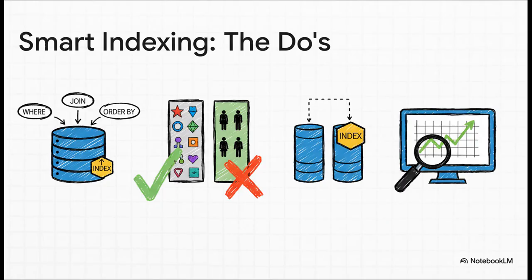So, what are the rules of the road for smart indexing? Well, first, you really want to focus on the columns that you use to filter, connect, and sort your data. Think of your where clauses, your join conditions, and your order by clauses. Second, you want to prioritize columns with what's called high cardinality, which is just a fancy term for columns that have a lot of unique values. An email address column or a user ID column, perfect candidates. But a gender column with maybe only a handful of options, not so helpful, because the index can't really narrow things down for you. And finally, you have to monitor your indexes. Make sure they're actually being used and are still effective.